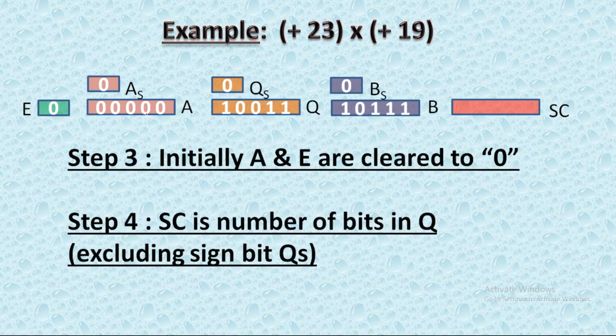Step 4 is the pending register, the sequence counter. The sequence counter is the number of bits in Q. So here consider the number of bits in Q excluding the sign bit QS. So don't consider QS, consider only Q. How many bits in Q? In our example, the sequence counter is 5. So what is the binary value for 5? 101. That is stored in SC.